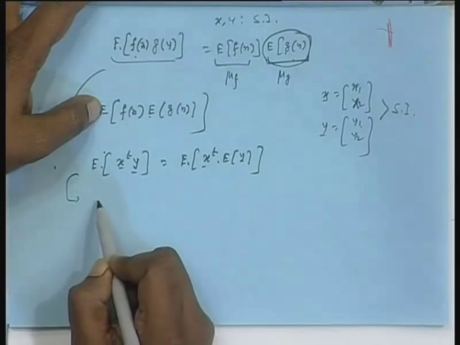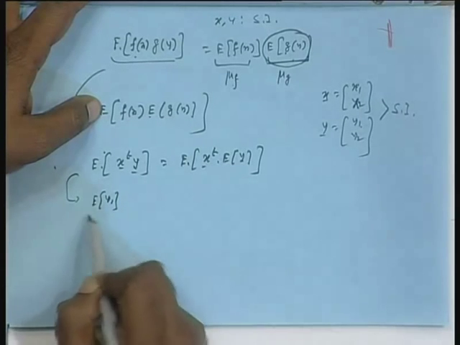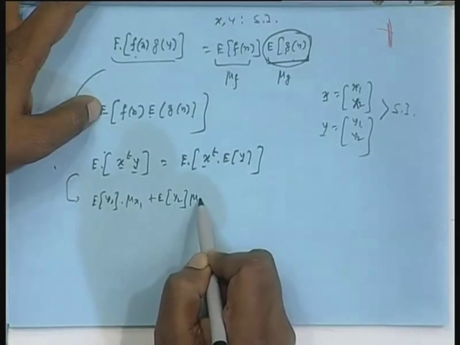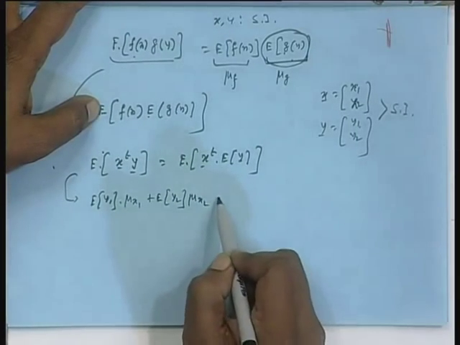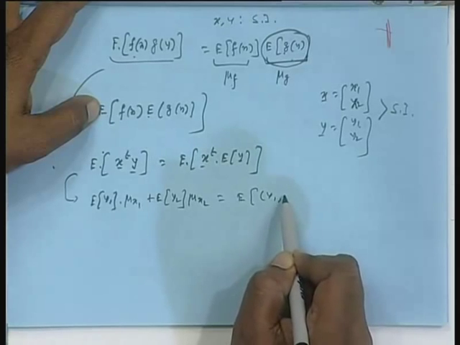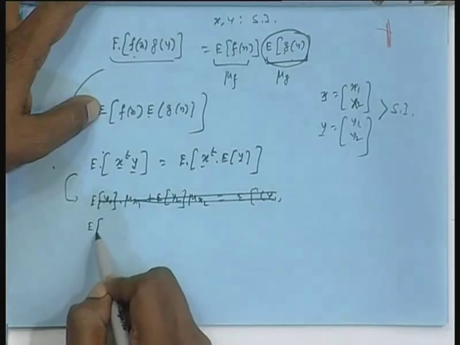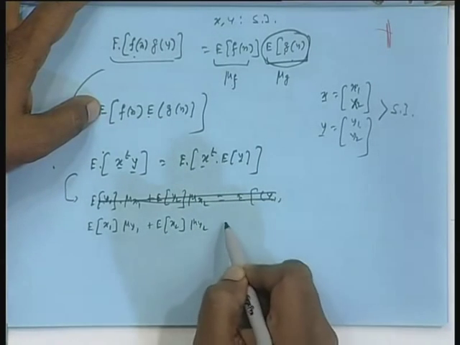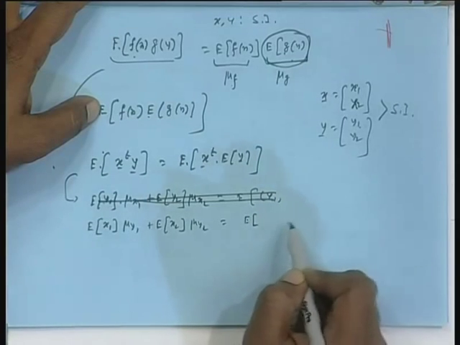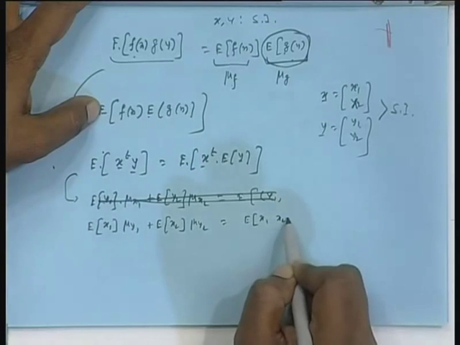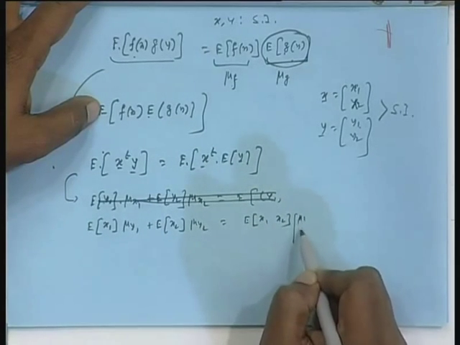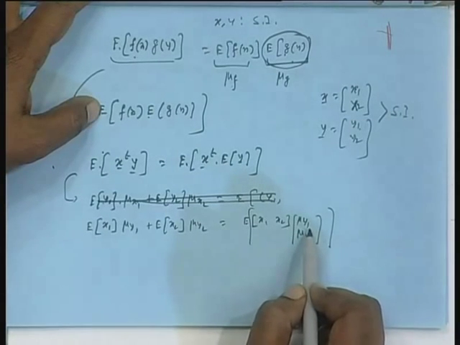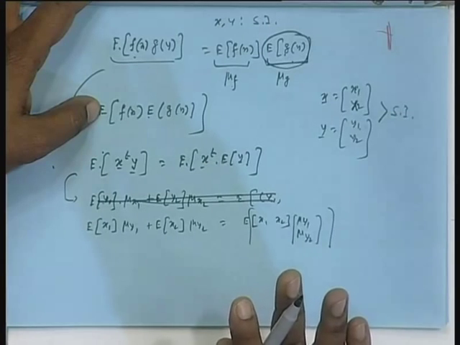What do you get here? E of y 1, I am writing it as it is, not mu y 1, into mu x 1 plus E of y 2 mu x 2, isn't it? So it is like E of x 1 mu y 1, or maybe the other way. So it is like E of this vector times mu y 1 mu y 2, which is again E of x transpose y. You will get the same thing.